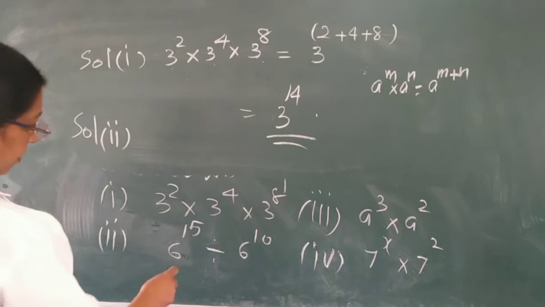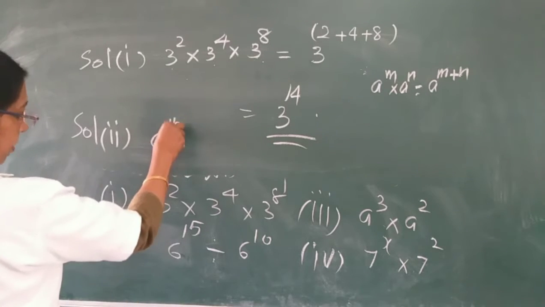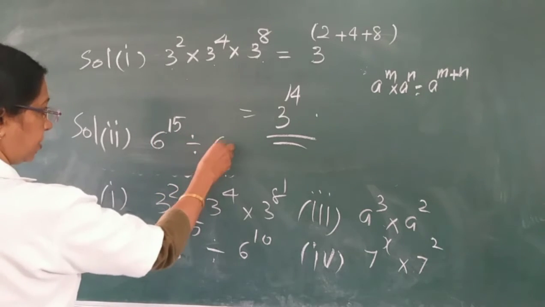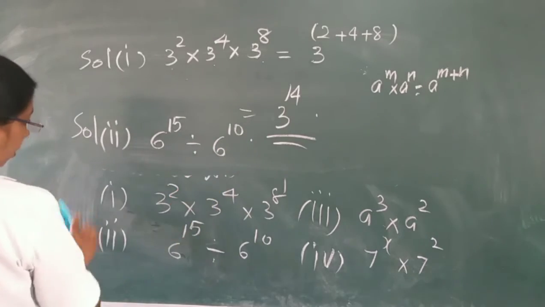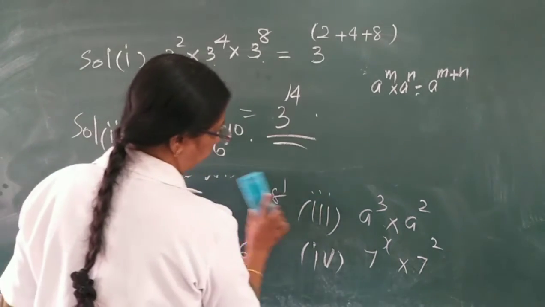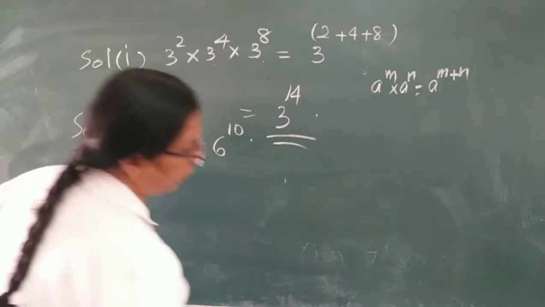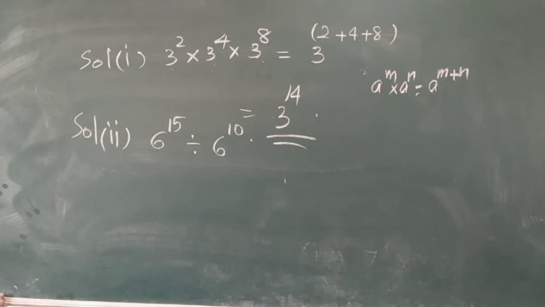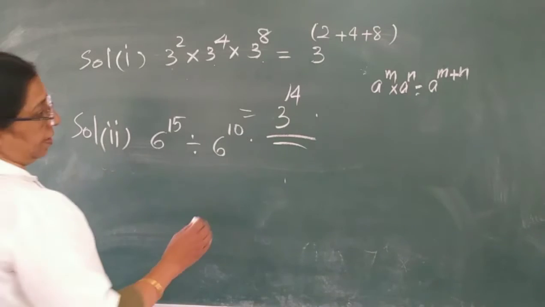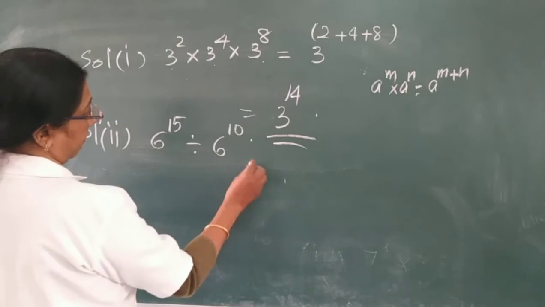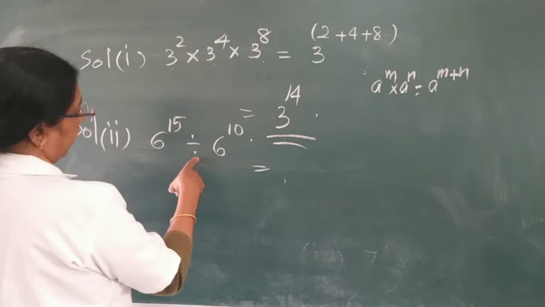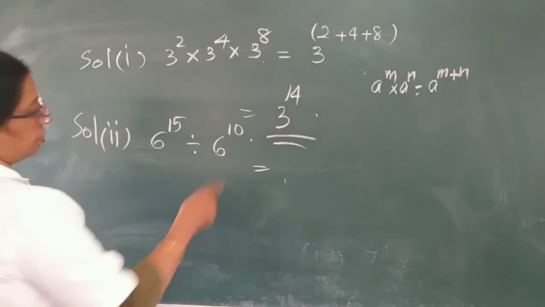Solution 2. 6 raised to 15 divided by 6 raised to 10. Which law? Second law. A raised to m divided by a raised to n is equal to a raised to m minus n. Here 6 is the base.